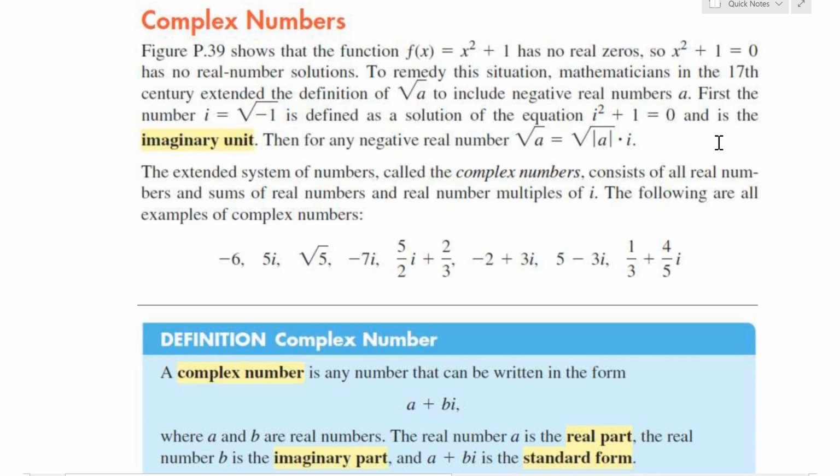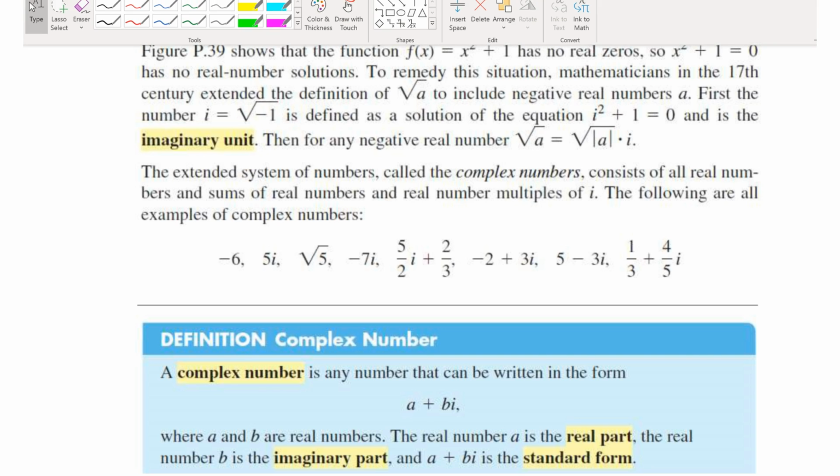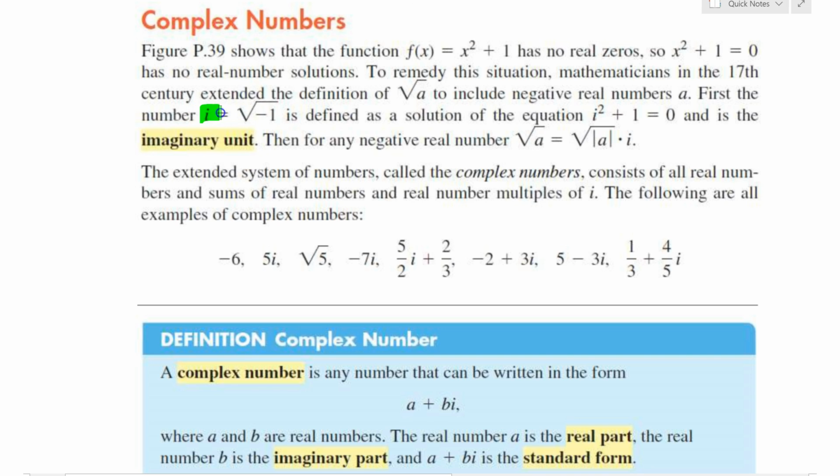Today's lesson has to do with complex numbers. I'm not going to read everything, but just so you know, the key point is that i is equal to the square root of -1, and i squared plus 1 equals 0, and i is the imaginary unit.